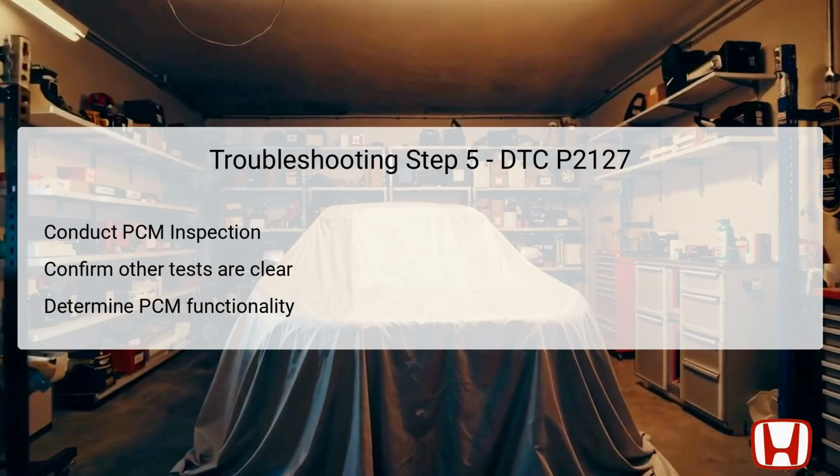The final troubleshooting step involves a thorough inspection of the powertrain control module, PCM. After all previous inspection steps have returned normal results, this would suggest that the PCM could be the root cause of the DTC P2127. The PCM is responsible for processing input from the APP sensor and other components, managing engine performance. To inspect the PCM, check for any abnormal readings in the data lists from the HDS, testing its functionality to ensure it responds correctly to sensor inputs.